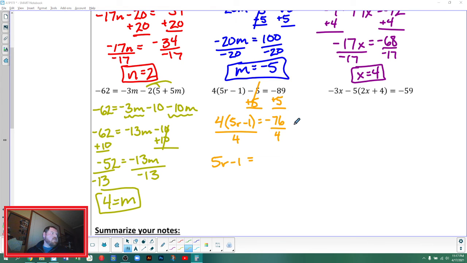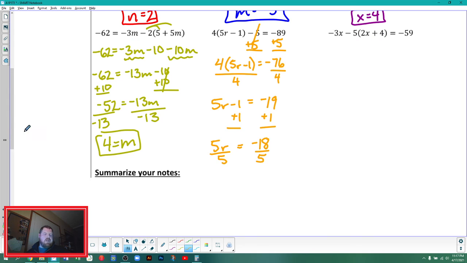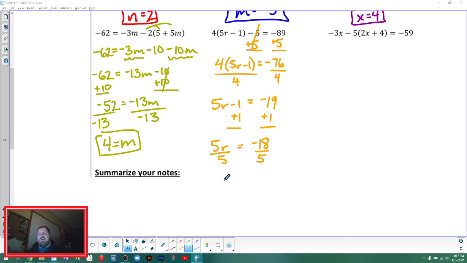Okay, but let me check. 76 divided by 4 is 19, so this is negative 19. And then I'll add 1. I guess this one probably didn't work out too well. I think it was supposed to, but something bad happens right here. Yeah, that's okay. We get negative 18 here. And when we divide by 5, we really get negative 18 over 5. Now, if we cared about what that was, it's negative 3.6.